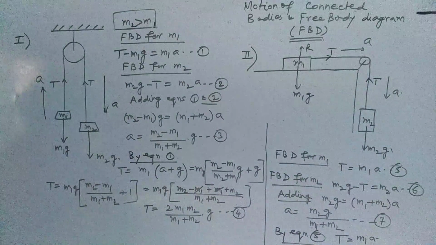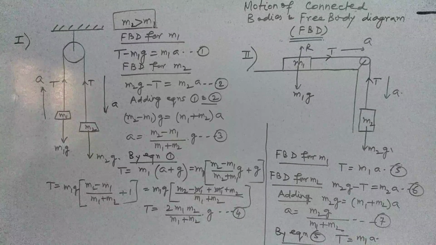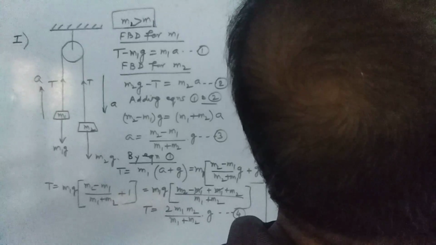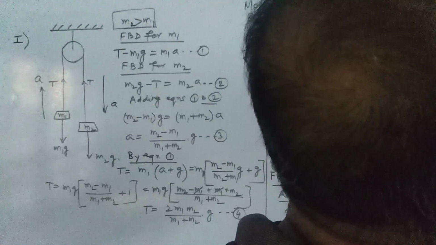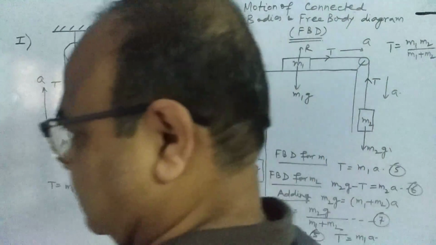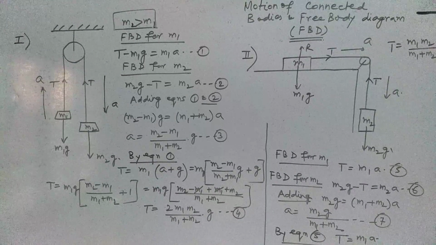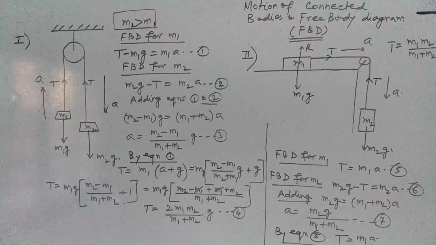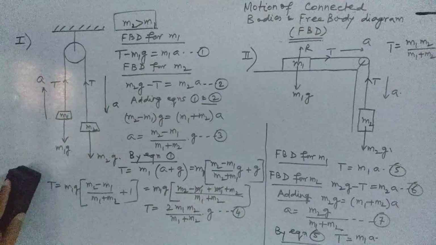Look, we have got equation number 8. If you cannot see the last equation, I am writing it here. T is equal to M1 M2 by (M1 plus M2) into G. It is equation number 8. Is that clear? If you are not able to see, I can write it somewhere else.